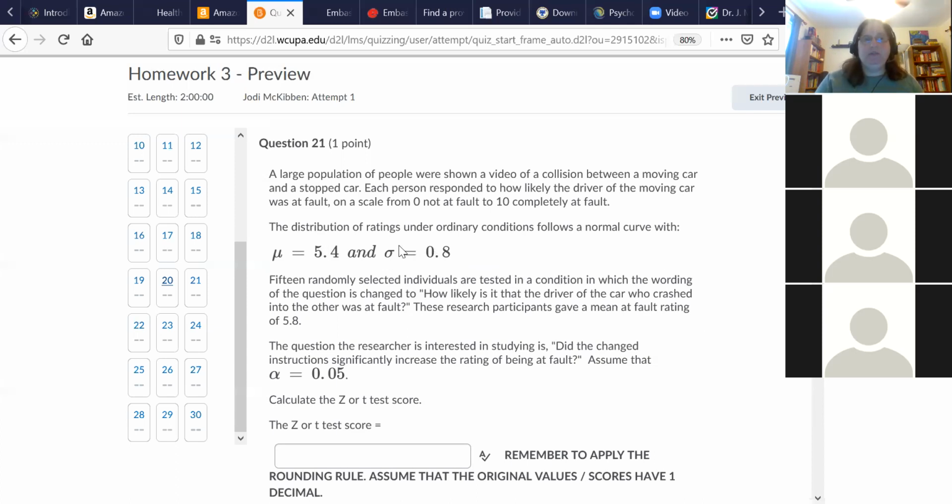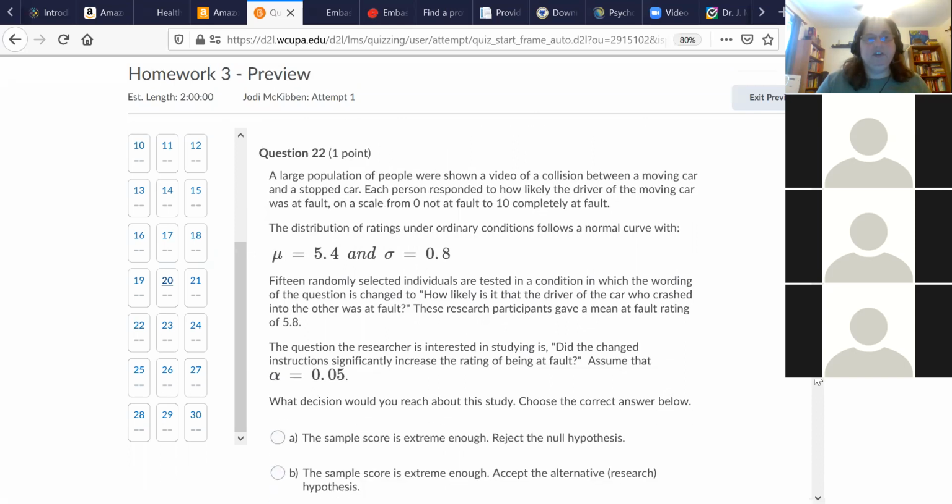Quick point. I just want to raise this because I think it's important. Had I given you the variance instead, had this been sigma squared, what would I have done then? Well, then I would have taken the square root of 0.8 over the square root of n, over the square root of 15. If this had been sigma squared, because that's variance. And if we remember way back when, standard deviation is the square root of variance.